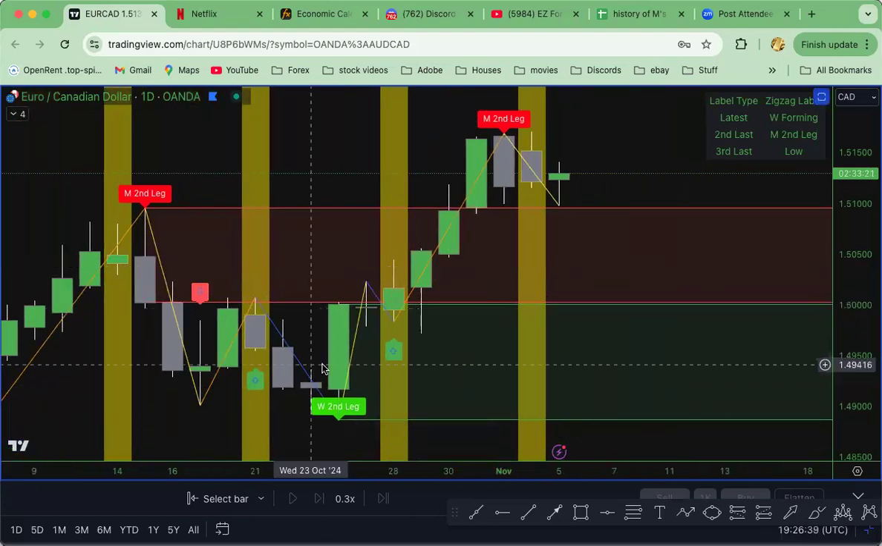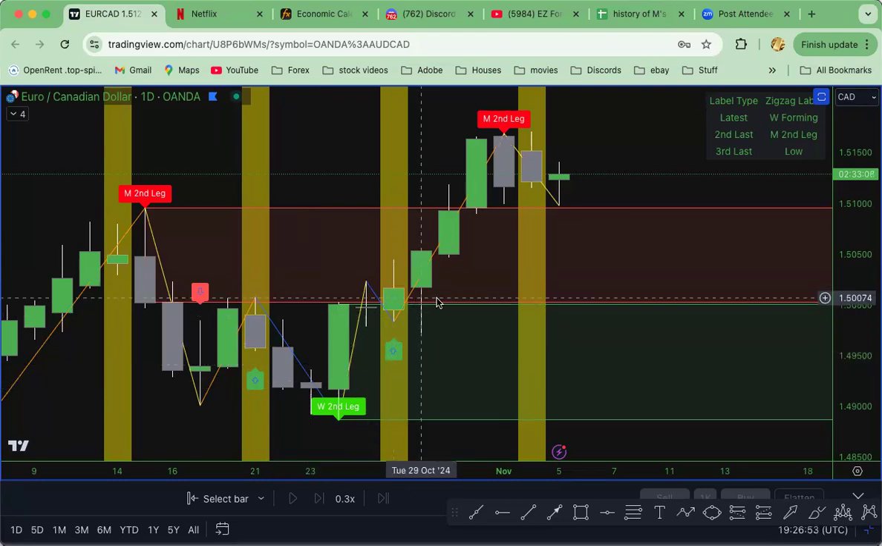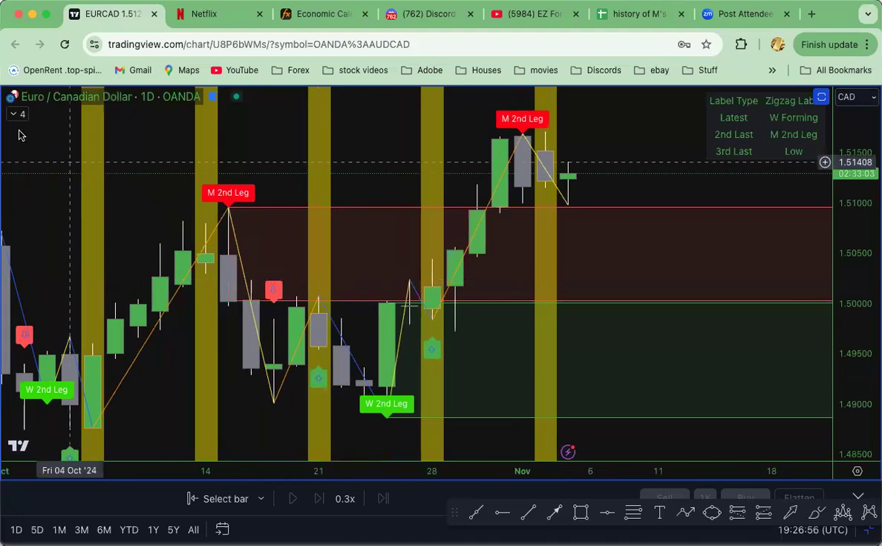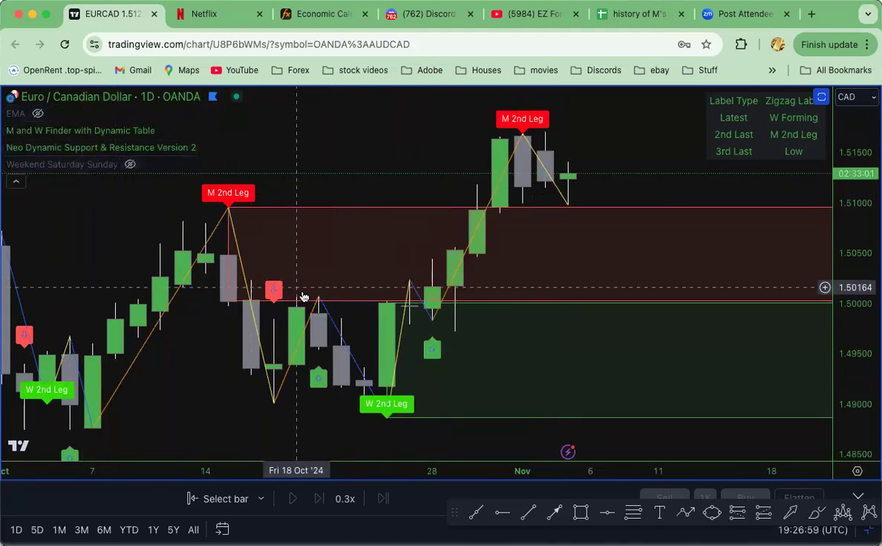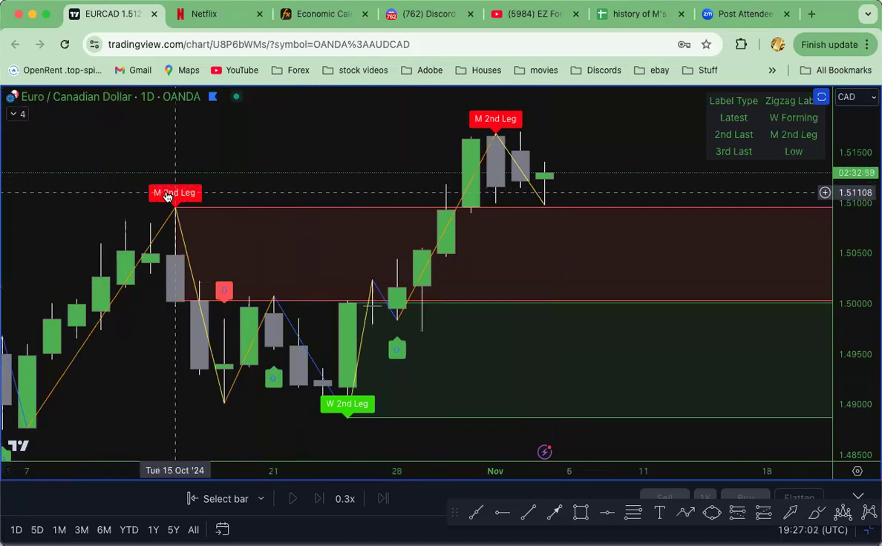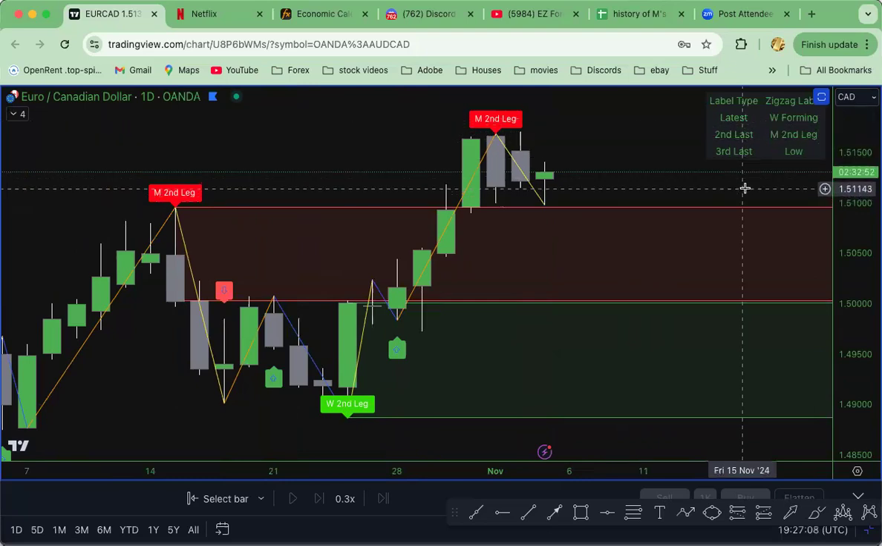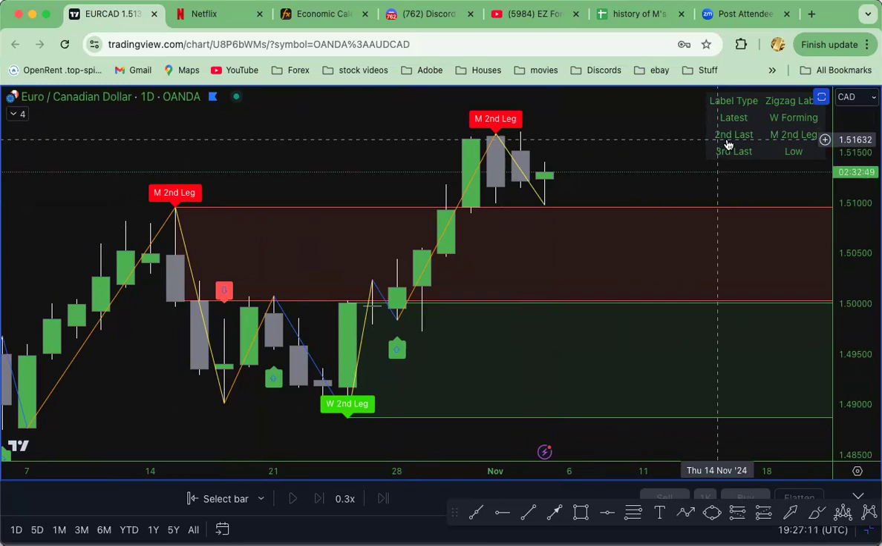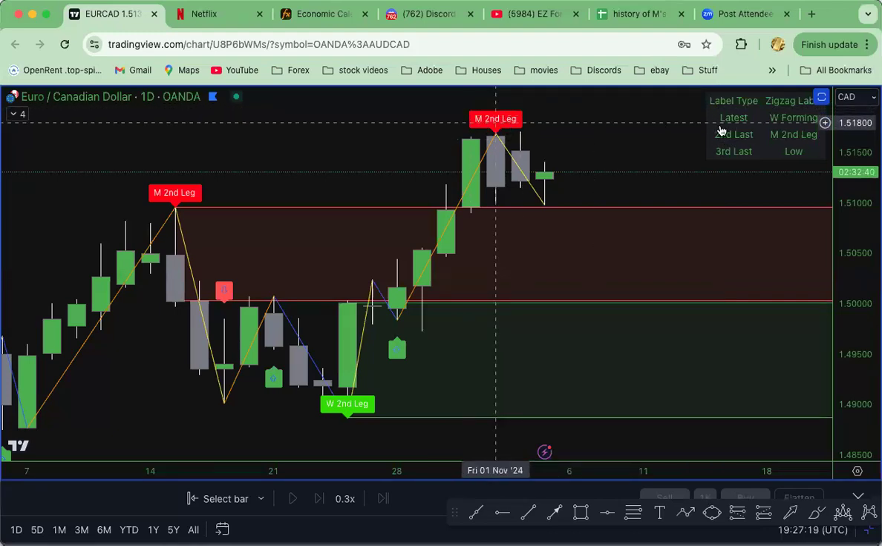Hi, John. How are you doing? I'm good. Quick question. I think I have two questions. Sorry, I joined in late, but my understanding is that this is the new format for the update for the new indicator. On the top right, where we have the label type, latest, second last, and last. Yes, this one here. Which means I'm just trying to understand that what it says is what is forming at the moment, W forming, correct?